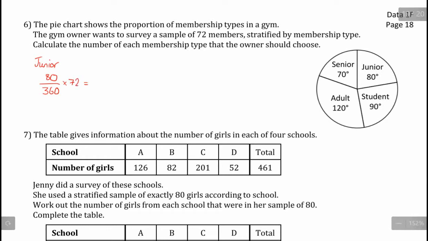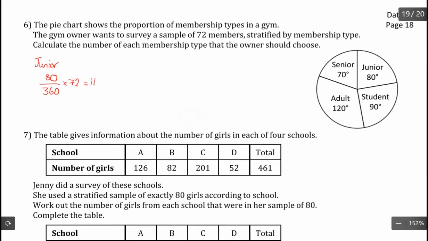And let's see what that gives us. Calculator here. That gives us 16 junior members for our sample. The student members, we're going to do 90 out of 360 times 72. Now some of you might know that 90 is a quarter of 360, so what we're doing is finding a quarter of 72, which would be 18.